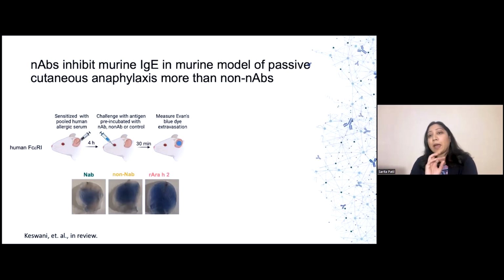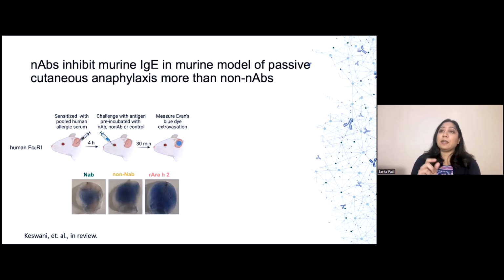And in thinking about how to model this using an effective in vivo model, we turned to passive cutaneous anaphylaxis in a humanized Fc-epsilon-R1 mouse. Because these mice had human Fc-epsilon-R1 on their mast cells, we were able to sensitize those ears with pooled IgE from peanut allergic patients, which were challenge proven to be allergic.